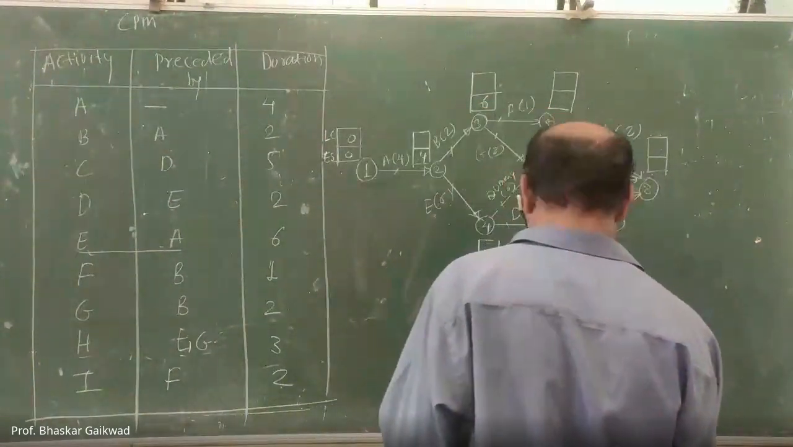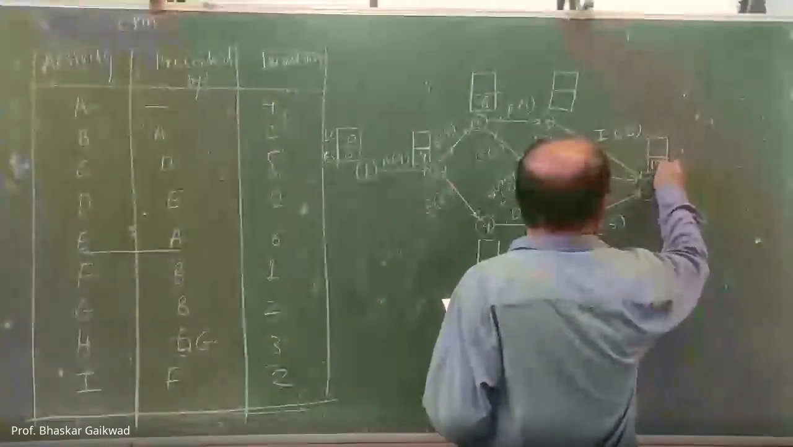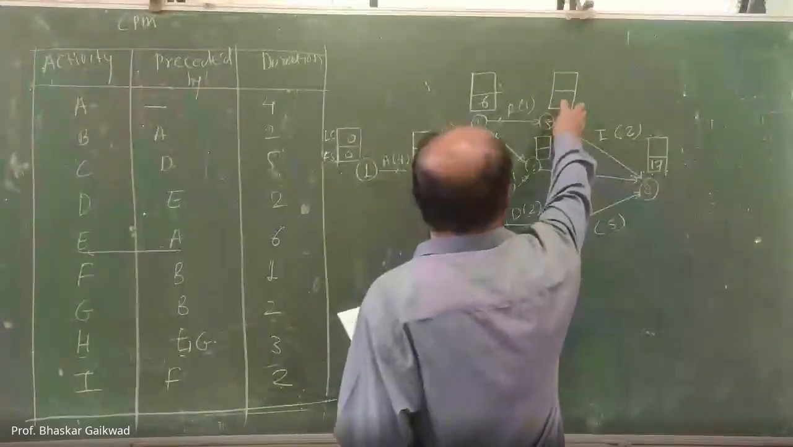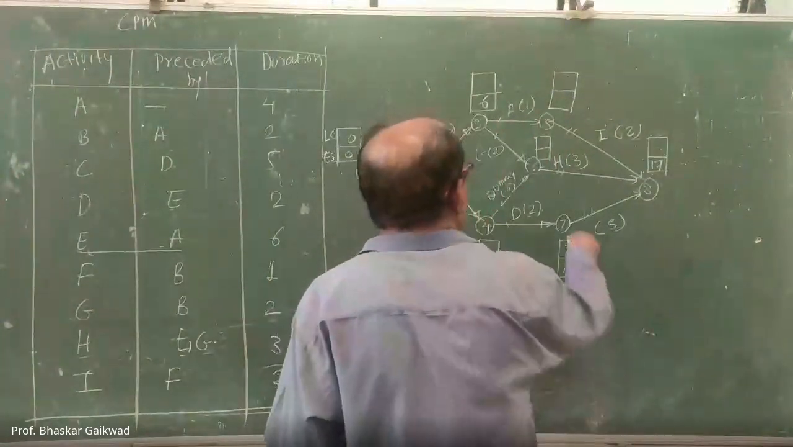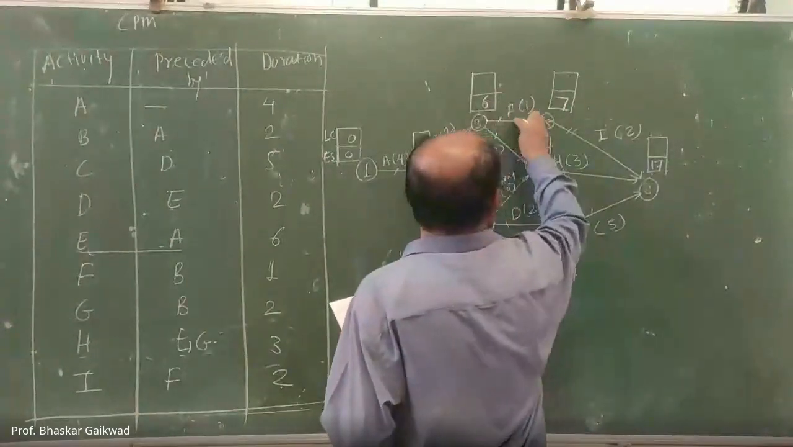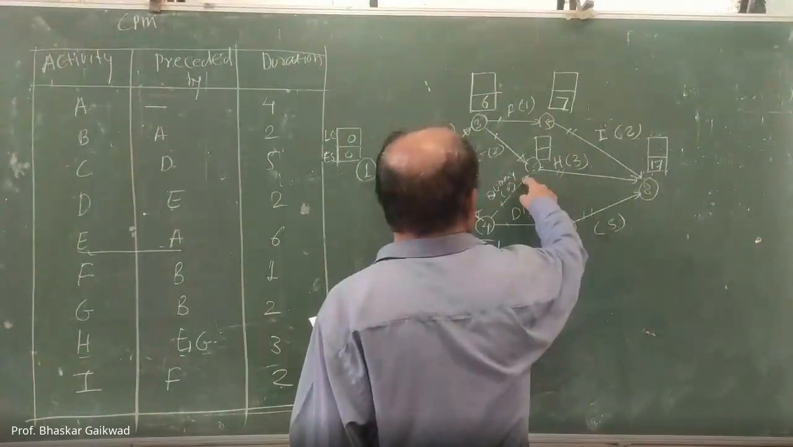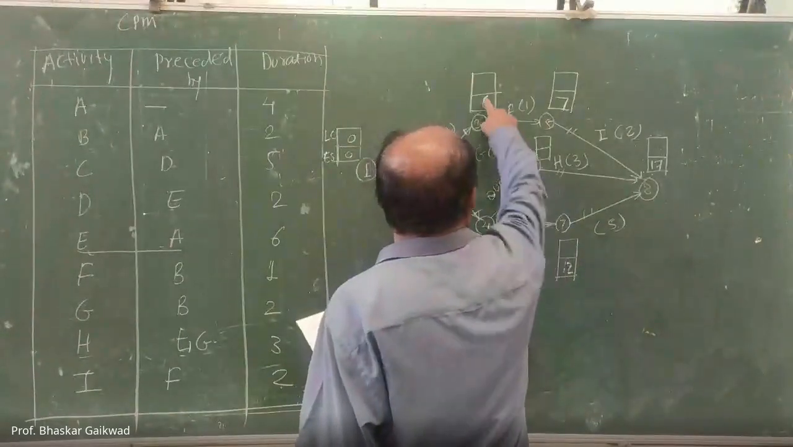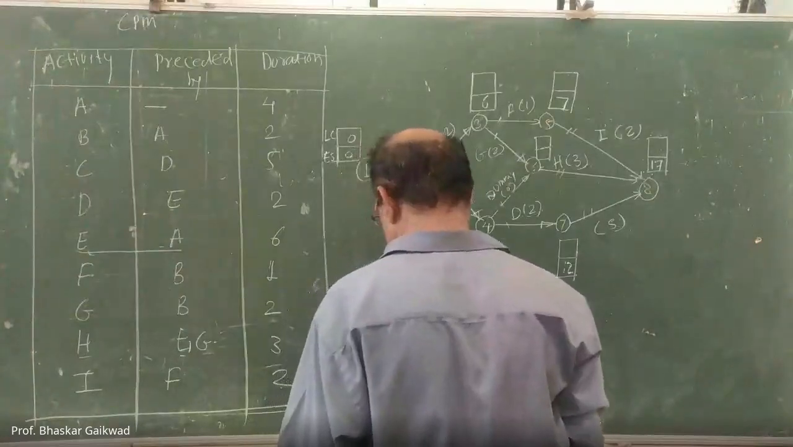And here 12 plus 5, that is 17. Here also you can come here. So here one activity is there, 6 plus 1. After that, here it is 2 activity, but here is 0. So you can consider as 6 plus 2. That is the 6 plus 2.